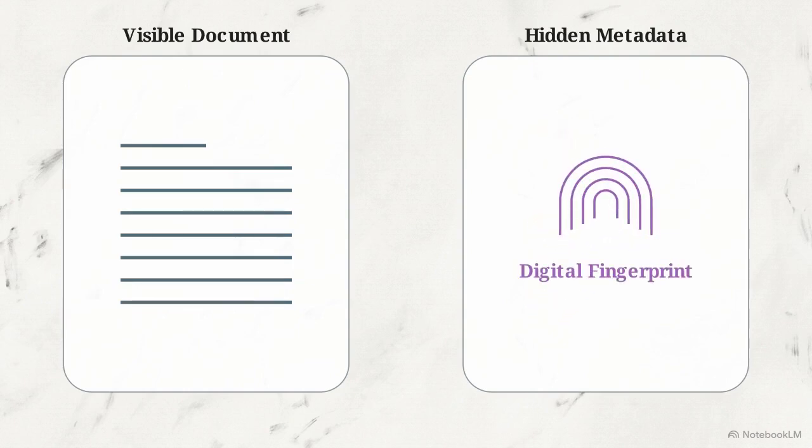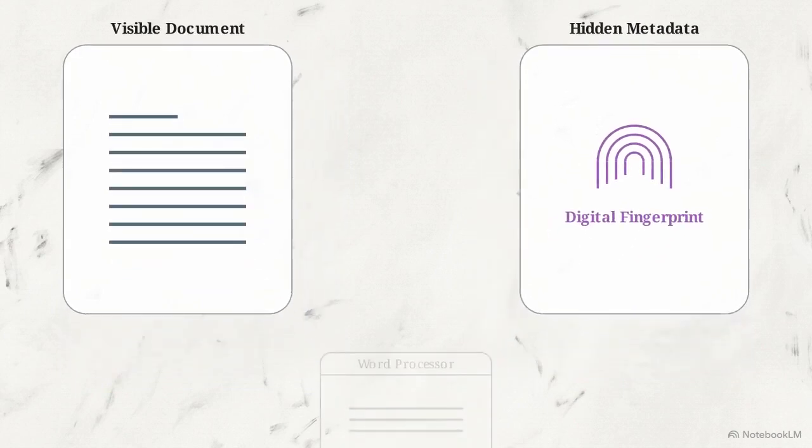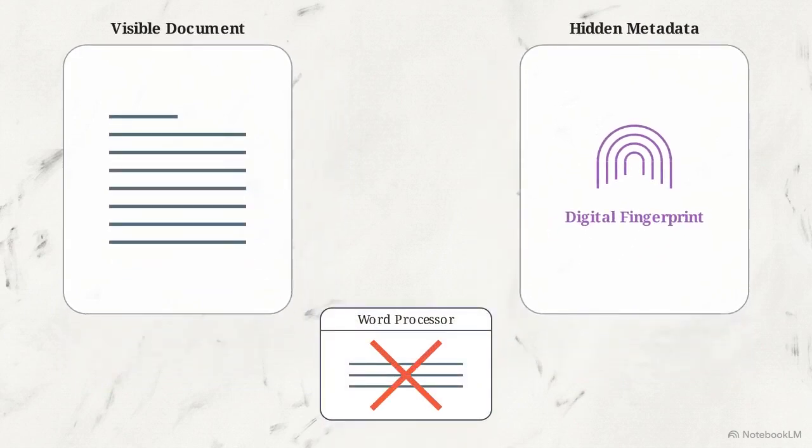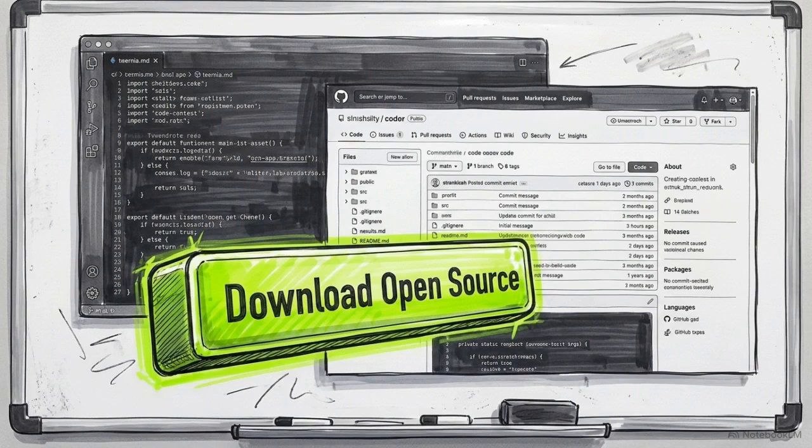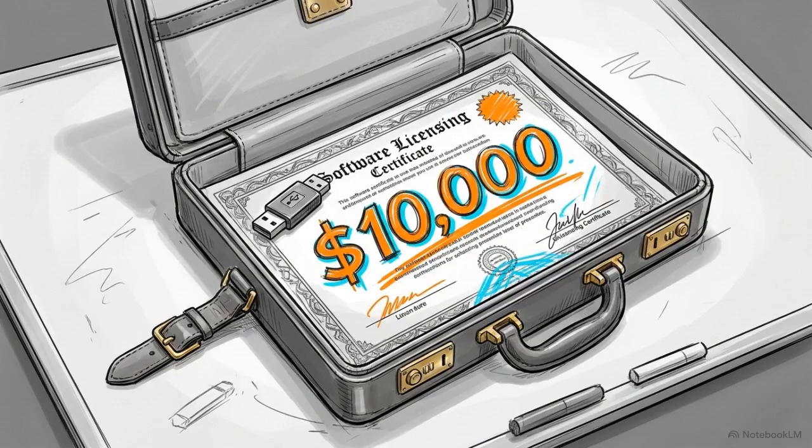Accessing and interpreting that metadata isn't possible in a standard word processor. It requires specialized digital forensic software to extract and secure the data without altering the original evidence. The market for these tools is massive. You can pull an open-source command line script off GitHub for free, or you can purchase proprietary enterprise suites that cost upwards of $10,000 per license.